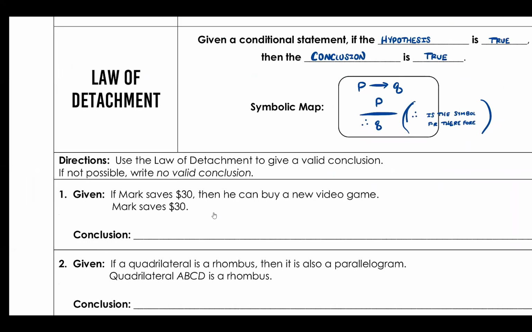So it says, if Mark saves $30, then he can buy a new video game. So we've got our hypothesis and our conclusion. Mark saves $30 is our hypothesis. Can buy a new video game is our conclusion. So our statement is, Mark saved $30. From that statement, what can we conclude?